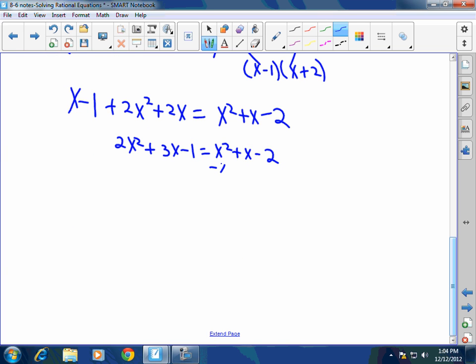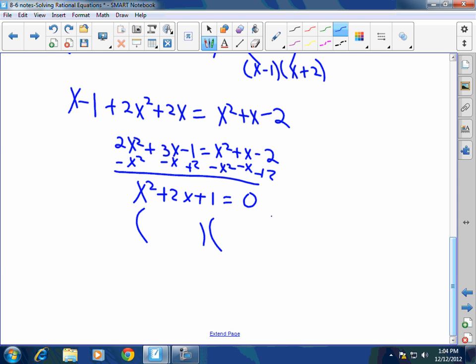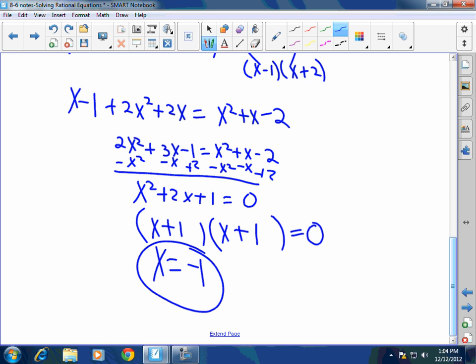So go ahead and subtract x squared to both sides. I got x squared, subtract the x, plus 2x, add the 2. That's plus 1 equals 0. We know how to solve by factoring. x plus 1 times x plus 1, because 1 times 1 equals 1, and 1 plus 1 is 2. So x equals negative 1.